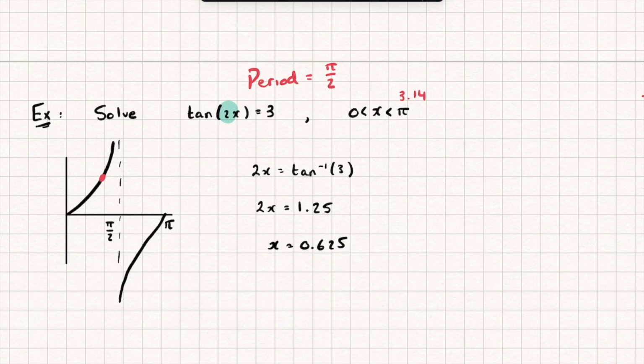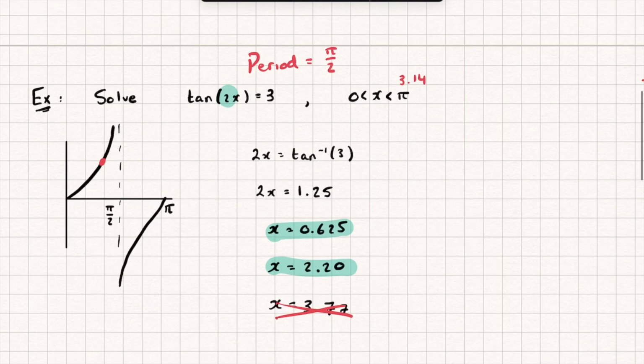Now, if you subtract pi over 2, you get a negative number, so that's obviously not valid. And so instead, let's add it on, and I get another solution of 2.20 to 3 significant figures, which is in my range of valid solutions. And if I add on pi over 2 again, I get 3.77, which is outside my range of valid solutions, so I'll reject that, and I will just accept these two solutions here, and we're done.